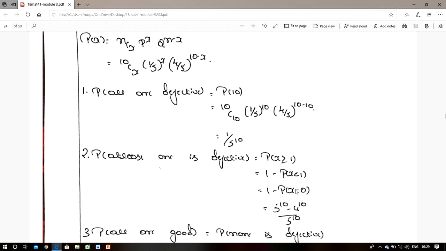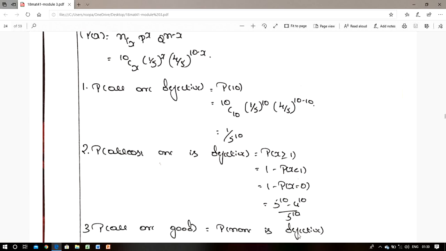The sum of probabilities from 0 to 10, that is P of 0 plus P of 1 plus P of 2 up to P of 10, is equal to 1. So we subtract the remaining terms from 1 to get the value. So we can write 1 minus P of x less than 1. Less than 1 means we get only one value, that is P of x equal to 0. Simplifying, we get this value.